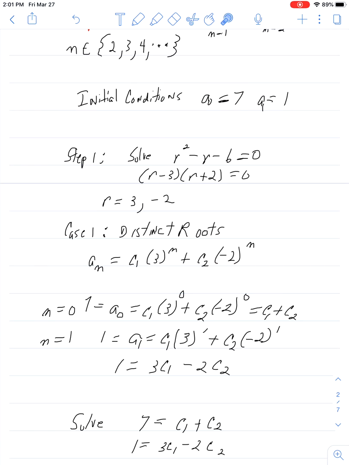a0 is 7, a1 is 1. So if I take this equation and I plug in n equals 0, I get a0, which I know is 7, but that's got to be equal to what? c1 times 3 to the 0 plus c2 times minus 2 to the 0, plugging in 0 for n. Well, 3 to the 0 and minus 2 to the 0, that's both 1. So I get the equation 7 equals c1 plus c2.